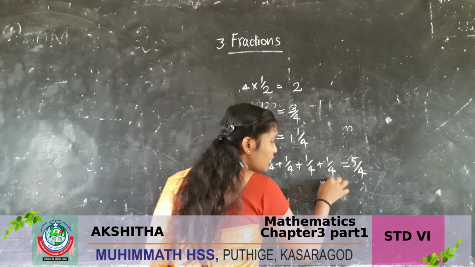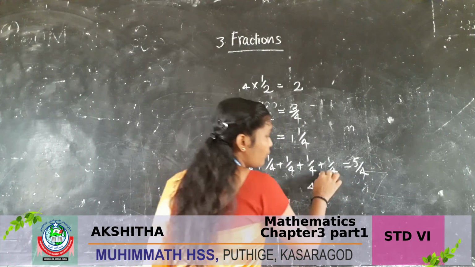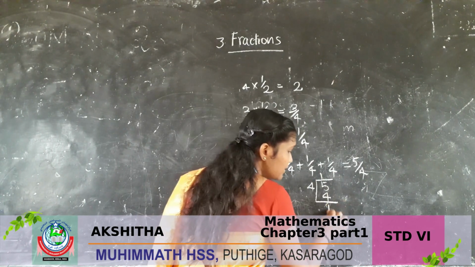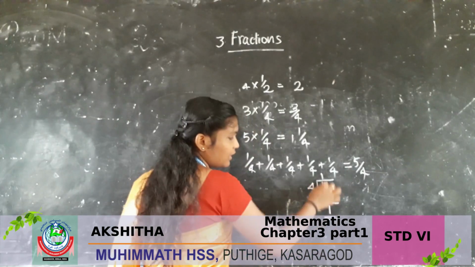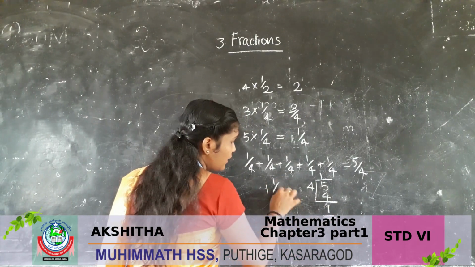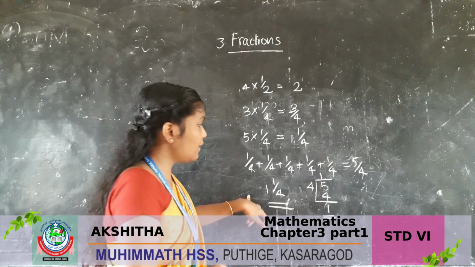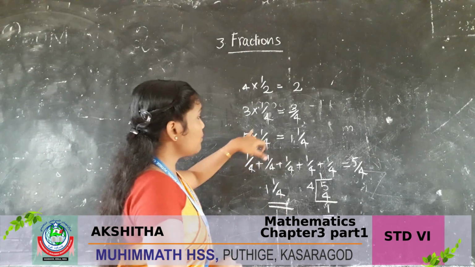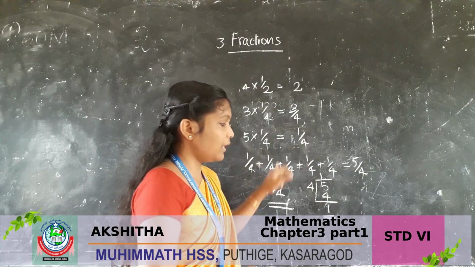So what is the answer? 5 divided by 4. 4 ones are 4. Remainder 1. So what is the answer here? 1 by 4. Is it clear? 5 times 1 by 4 answer 1 by 4.